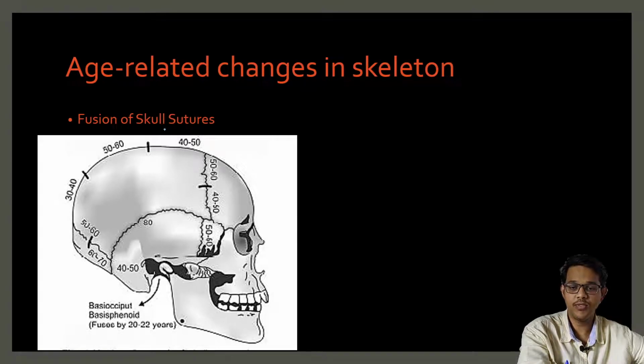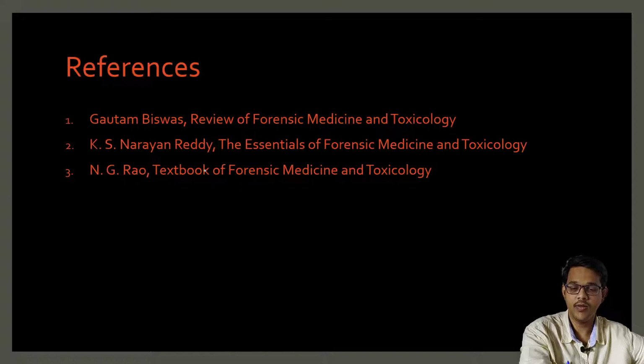Next, coming to fusion of skull sutures. Fusion of skull sutures can also be useful for estimation of age. The fusion can be divided into anterior one third, medial one third, and lateral one third in coronal sutures. Again, fusion in frontal sutures occurs at 50 to 60 years, then temporoparietal sutures fusion. This again depends on person to person and differs very vastly. These are my references.